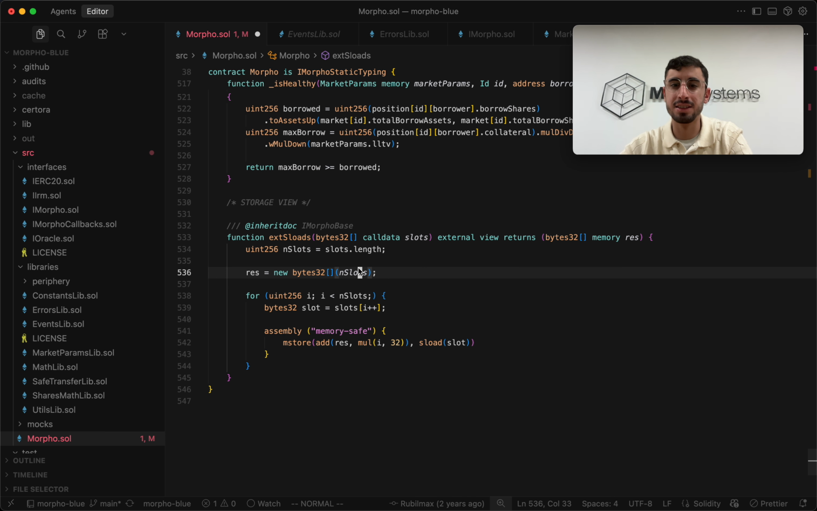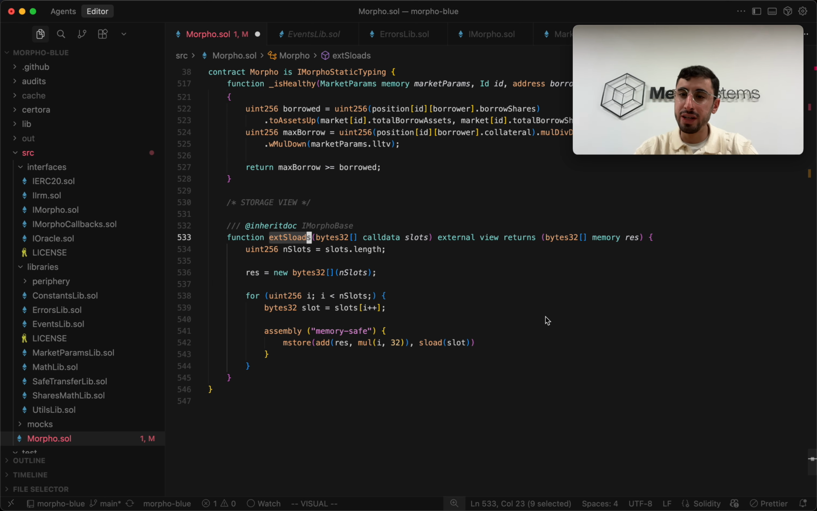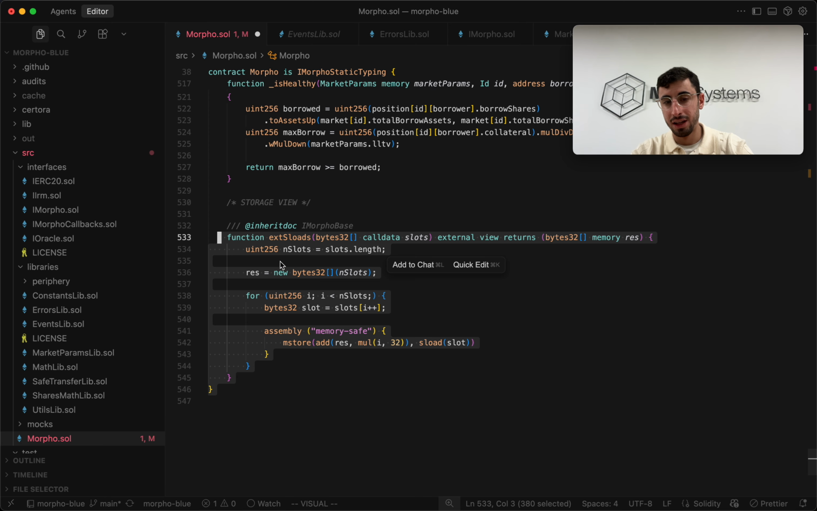Also, this is cool. This is interesting. I've seen this a couple of times now. It gives you arbitrary read access to storage slots, which, fair enough, if you need that on chain. Off chain, obviously, you can just look up the storage slot, but this is for other contracts to call into it.